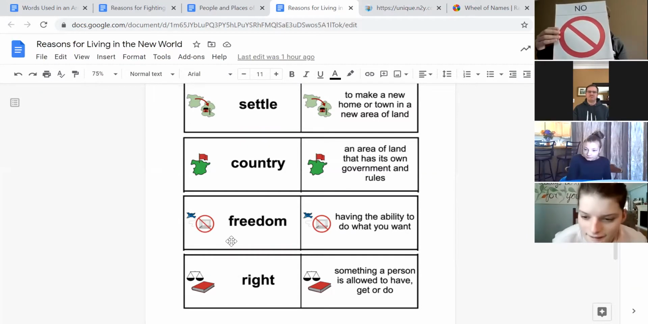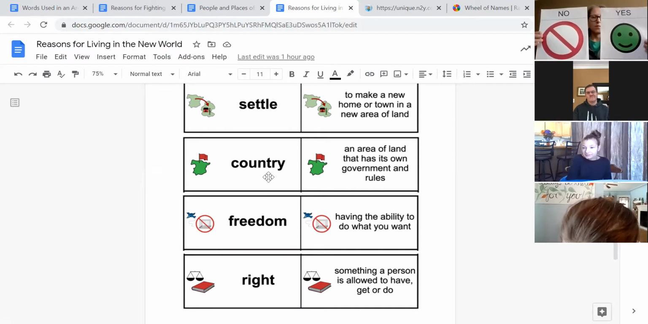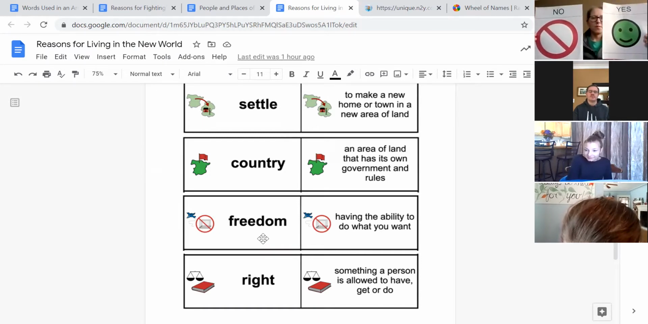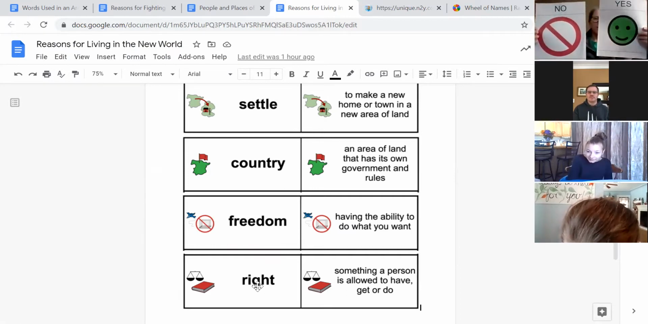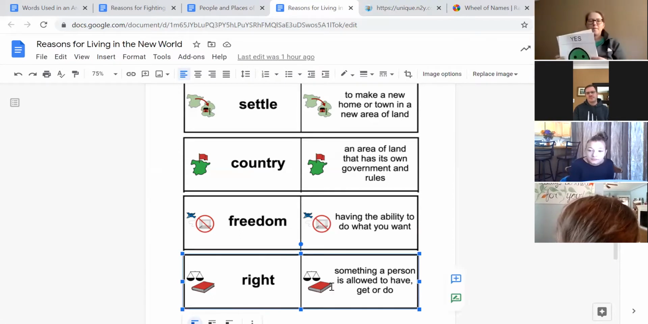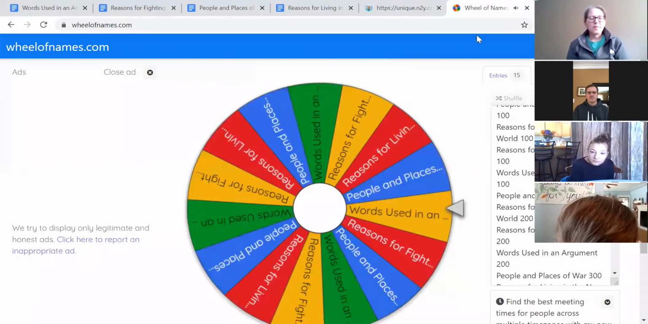No. Do we think it is country? Yes or no? No. What about freedom? Yes or no? No. What about right? Is a right something a person is allowed to have, get, or do? Oh, I think that matches. Yes. We're going to go ahead and take that choice out for next time. Let's go ahead and spin our wheel.